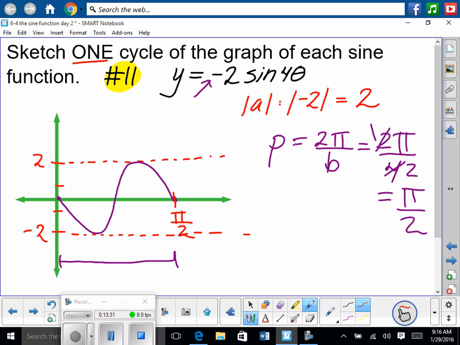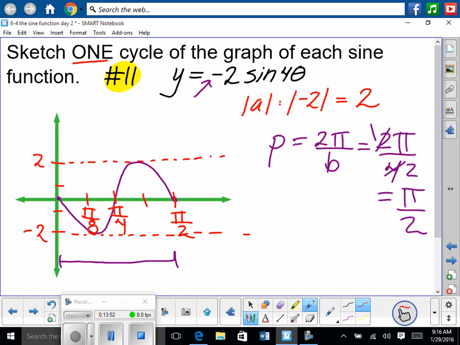Now I wanted you to label in at least a couple more points. So divide pi half by 2, and you get pi fourths. Divide pi fourths by 2, and you get pi eighths. So now from here, this is where a lot of people are like, I don't know what should be right here. So count it like this.